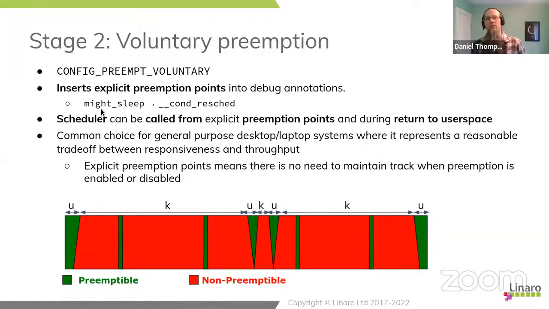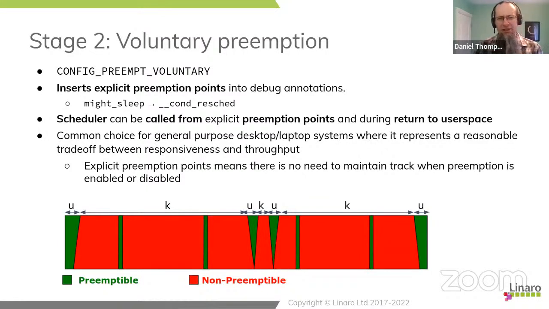So all the code paths where sleeping is possible, taking a mutex, taking a semaphore, etc., all the code paths where we might sleep on a kernel object, have this might_sleep annotation. And might_sleep internally says, do I own any spin locks or any other locks that I can't sleep while holding? And if I don't, then I won't trigger a debug warning.